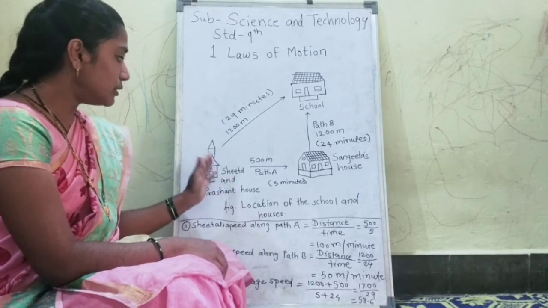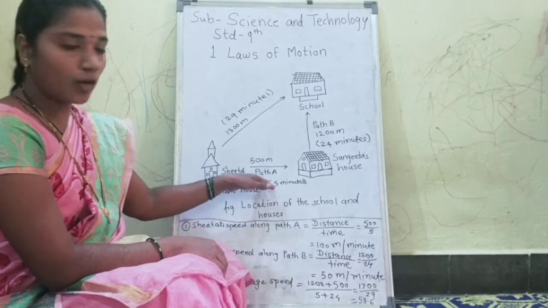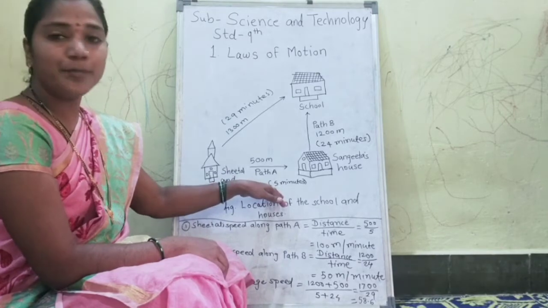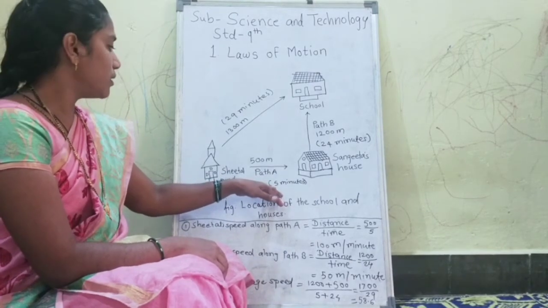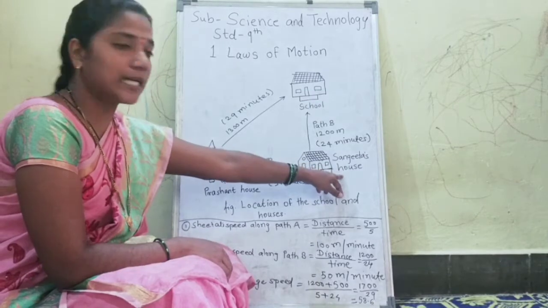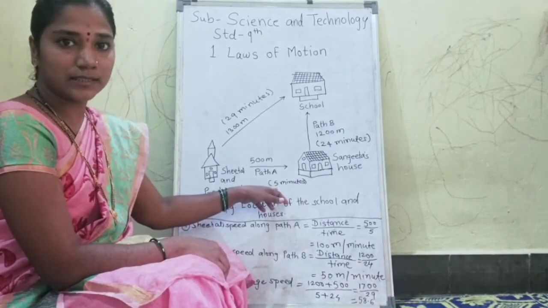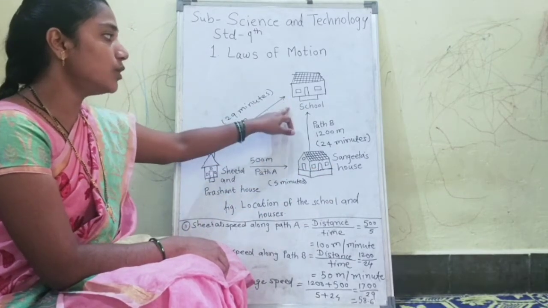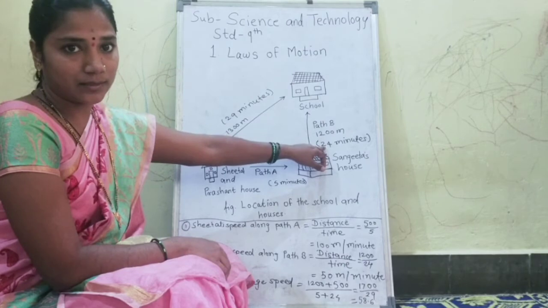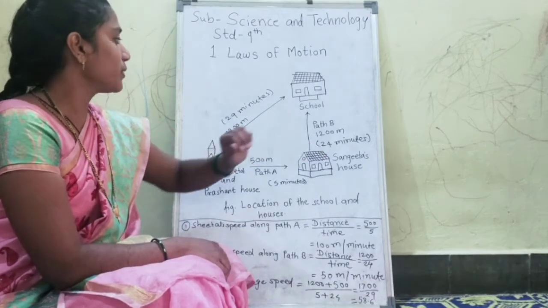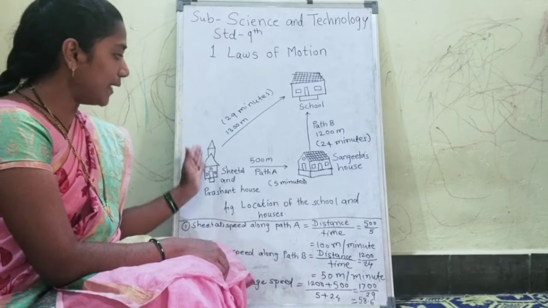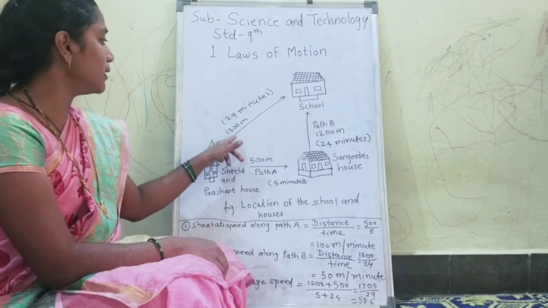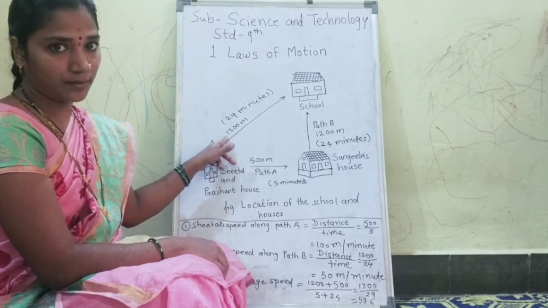To travel this path A of 500 meter distance, Sheetal takes 5 minutes. Sheetal reached Sangeeta's house within 5 minutes, and both Sheetal and Sangeeta go to the school in 24 minutes. And when Sheetal goes directly, she reaches the school in 29 minutes and covers a distance of 1300 meter.